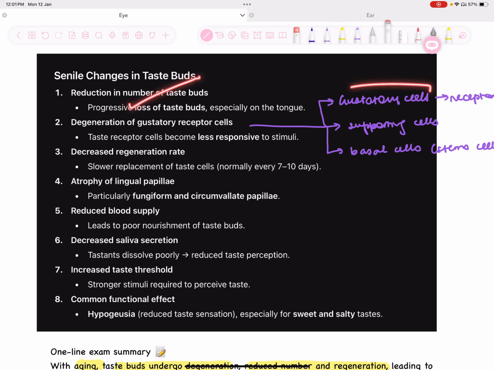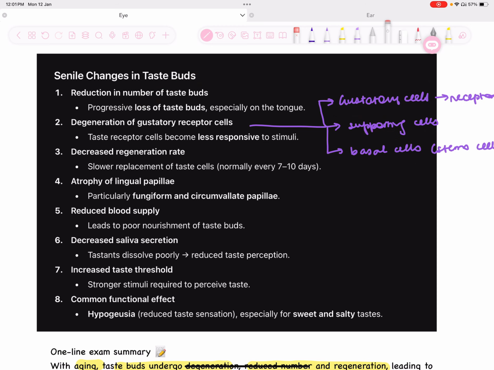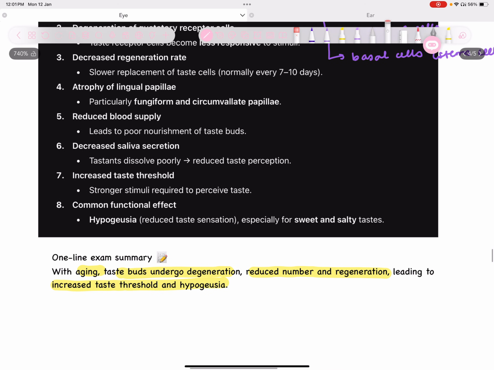So you can just mention that there is a decrease in the number of taste buds. There would be a decrease in the number of gustatory cells, which are for reception. There would be a decrease in the regeneration of the taste cells. Even the papillae undergo atrophy. There would be reduced blood supply. The saliva secretion is also decreased, because of which the tastants dissolve poorly. The taste threshold increases greatly, and yes, that's about it.